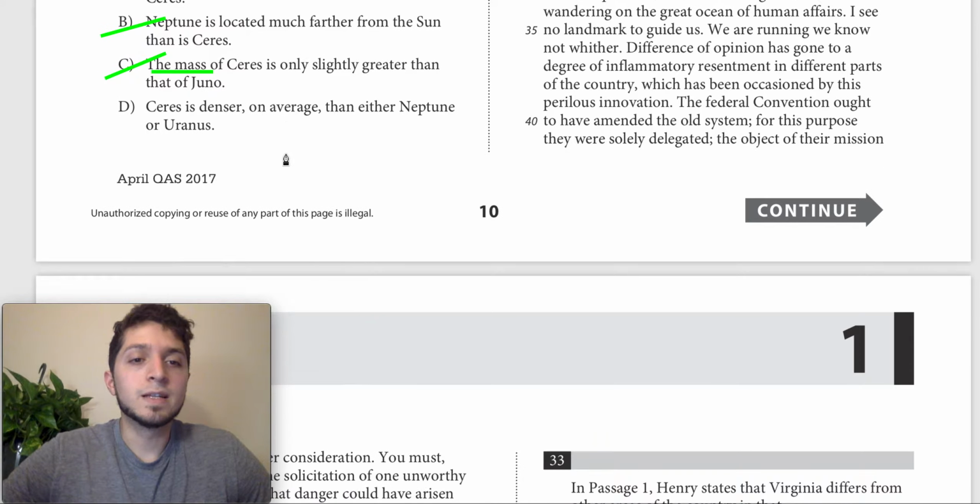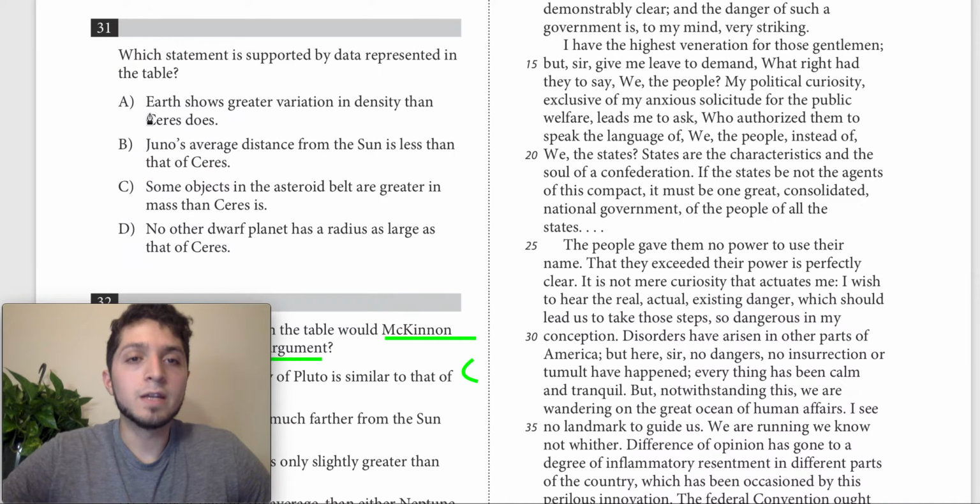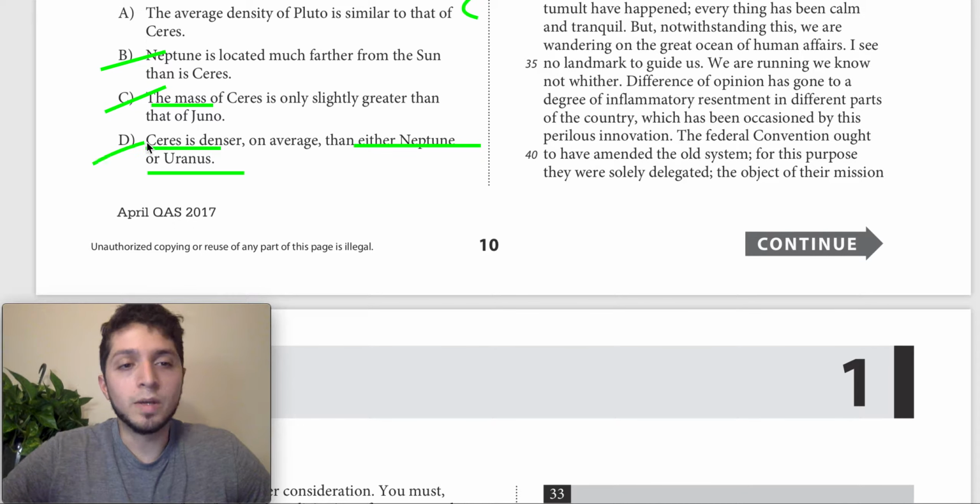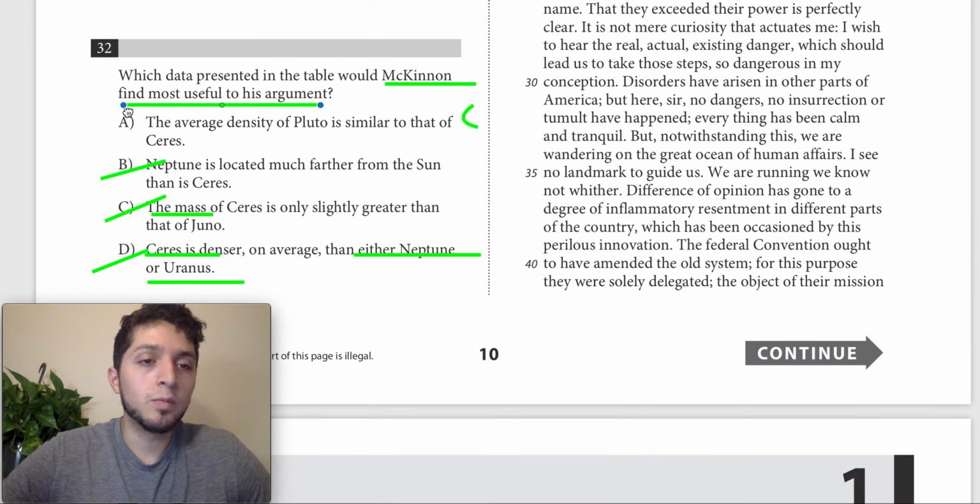D says Ceres is denser on average than either Neptune or Uranus. We're talking about Ceres having a low density being his point, and he never really compares it to Neptune or Uranus. It doesn't really matter for his argument. So D can also be eliminated, which means that we have to end up with answer choice A for our correct answer for question 32.